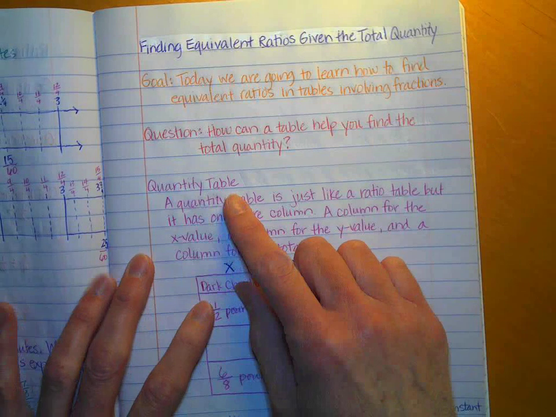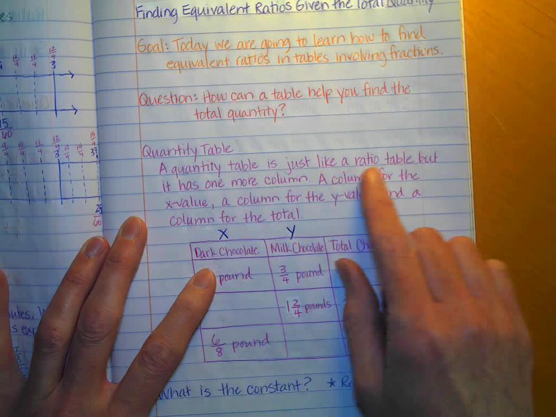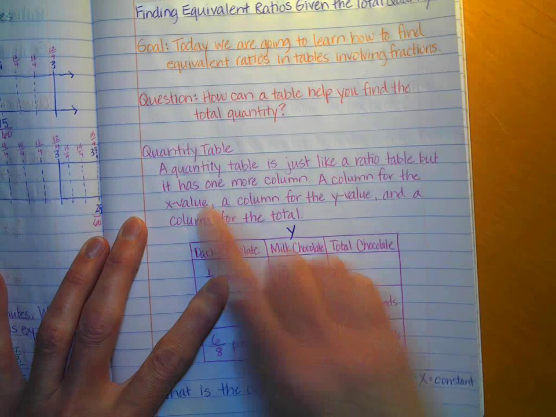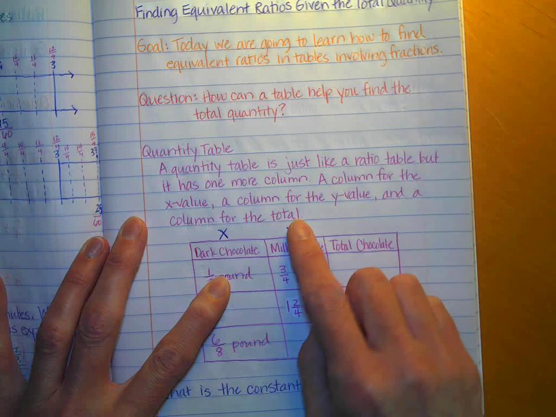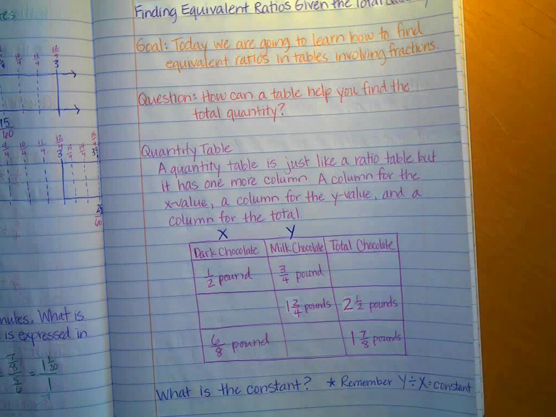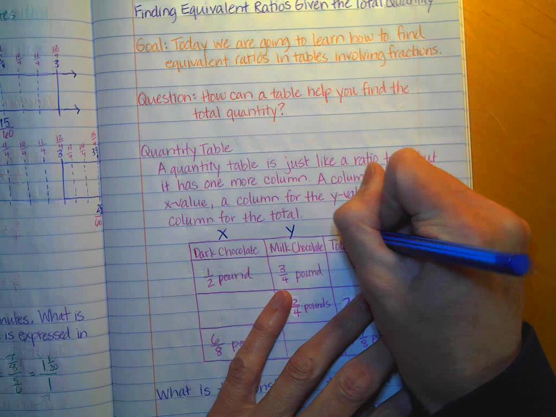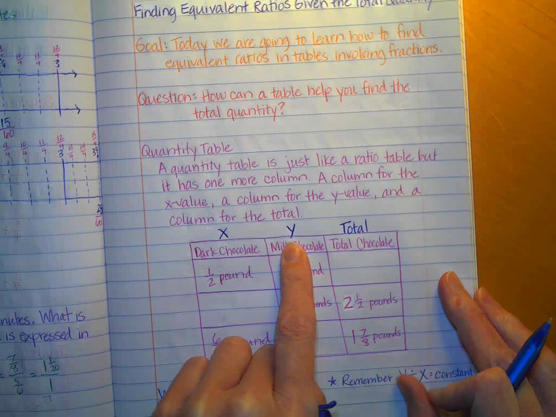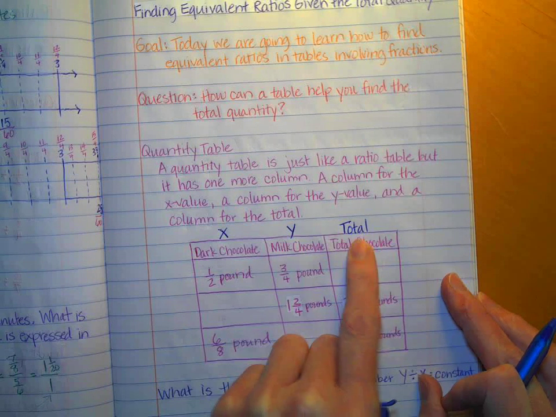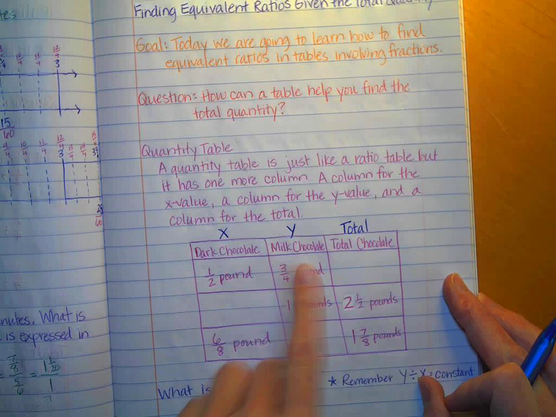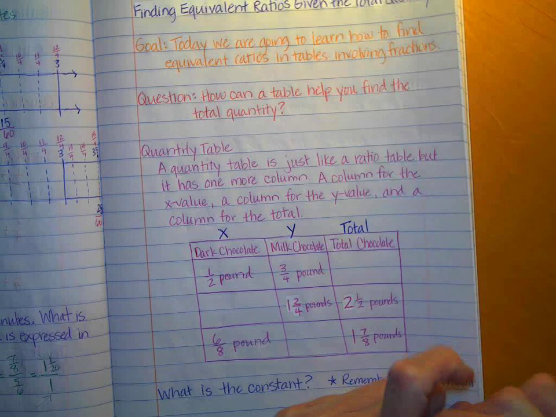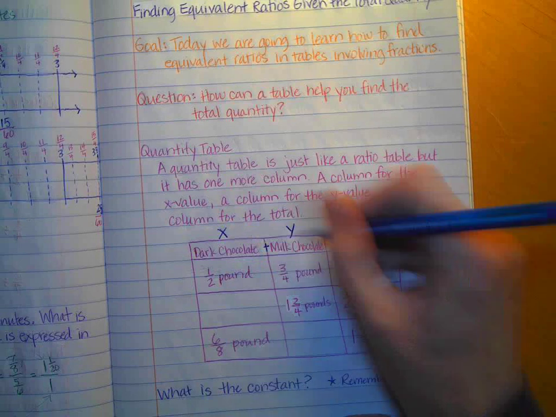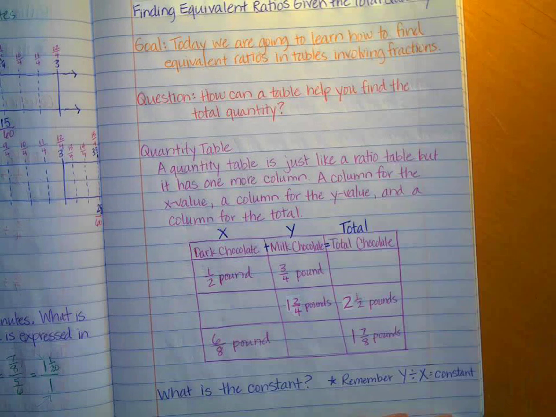Okay, a quantity table is just like a ratio table, but it has one more column. A column for the x value, a column for the y value, and a column for the total. So if you notice on my table that I made for you, I labeled them. So the x column is still the independent. The y column is still the dependent. And the total column is these two combined. Okay? So basically the way that this works is you're going to say in this table that the x value plus the y value gives you the total value.